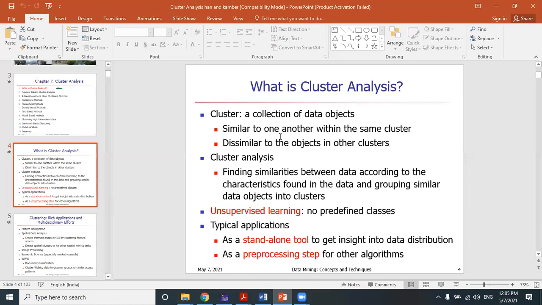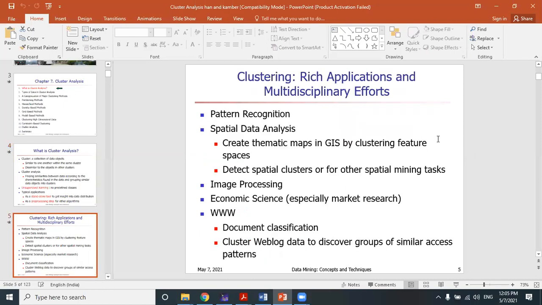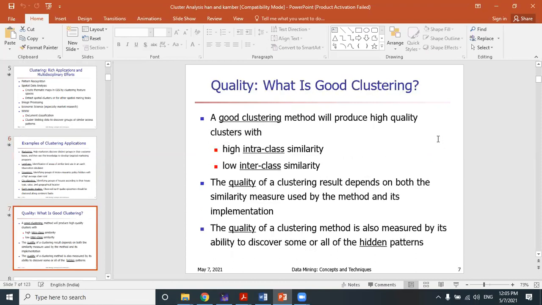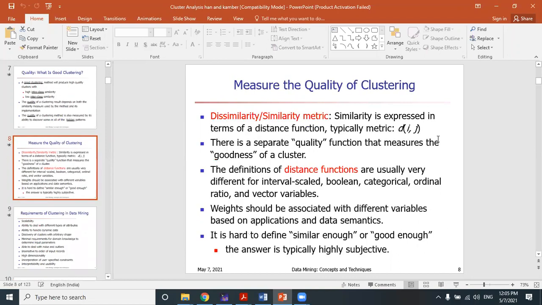So in last class, I already discussed what cluster analysis is. Then I discussed the various applications of clustering, or multidisciplinary applications of clustering in real life, in various domains of computer science. Then I discussed how we can measure the good quality of a clustering technique, meaning whether a cluster is a good quality cluster or a bad quality cluster, based on intra-class similarity and inter-class similarity. That I already discussed.